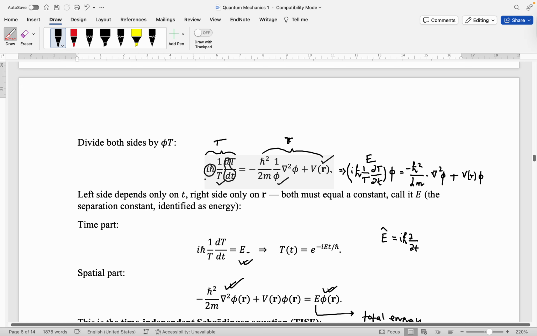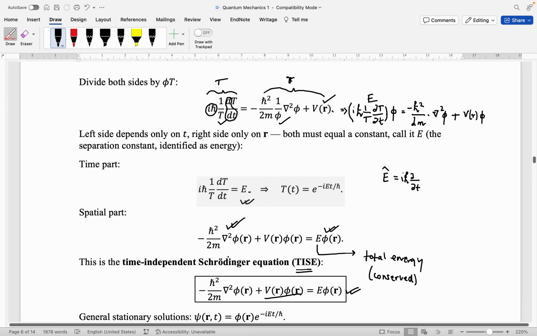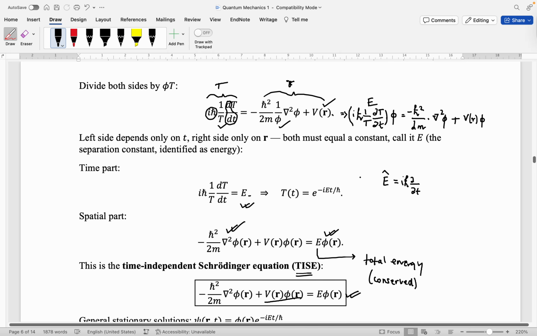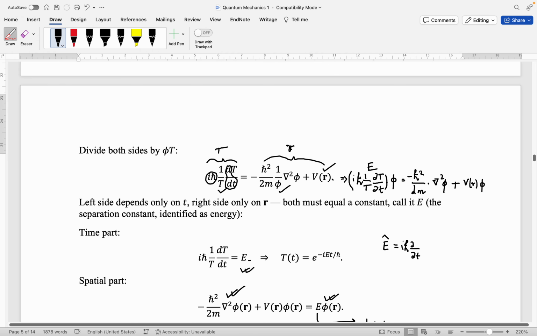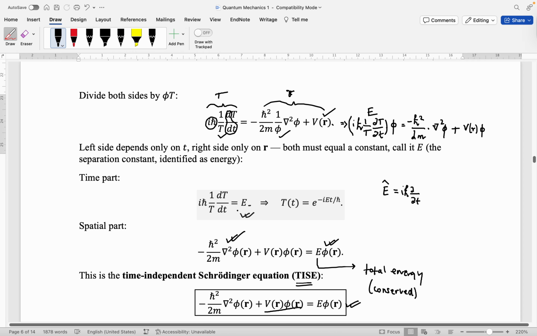If you look into this equation, what is i h-cross d/dt? It is nothing but the energy. So on this side I can simply write this entire term as E. This is just energy. Why is this energy? Because this is the total energy and it does not change with time, as we are talking about the time dependent part of Schrodinger's equation.